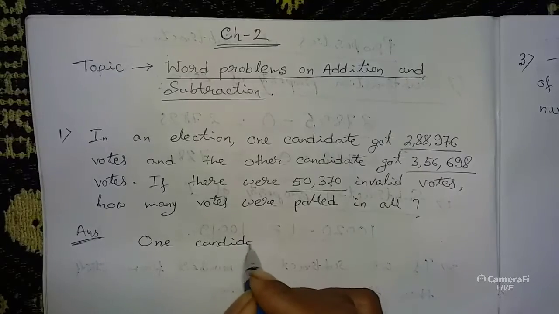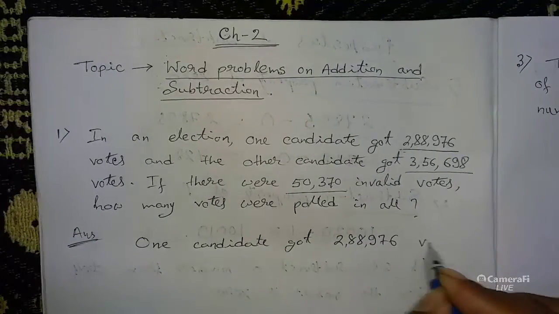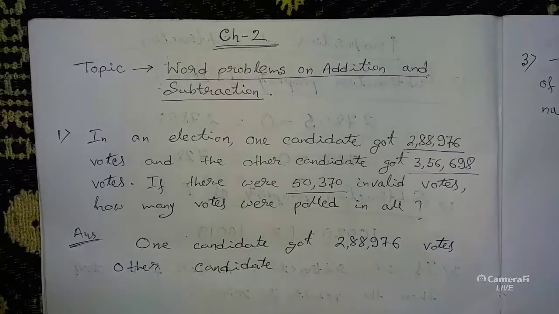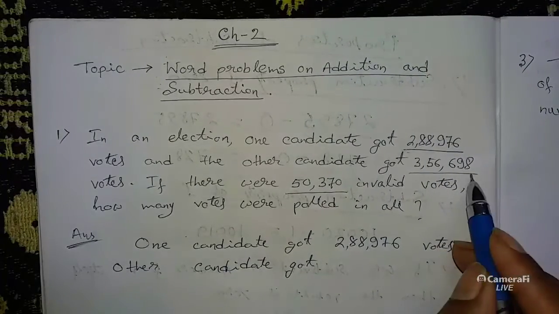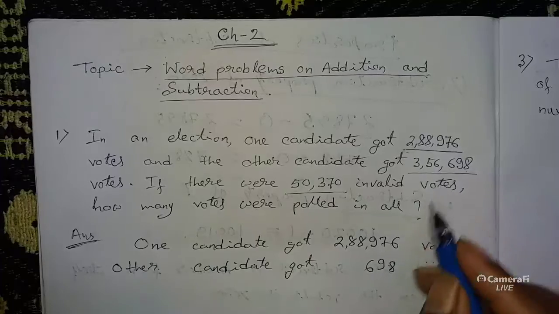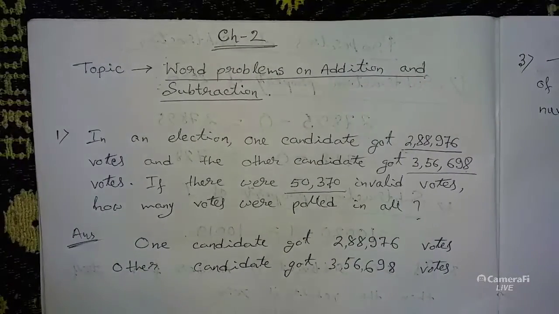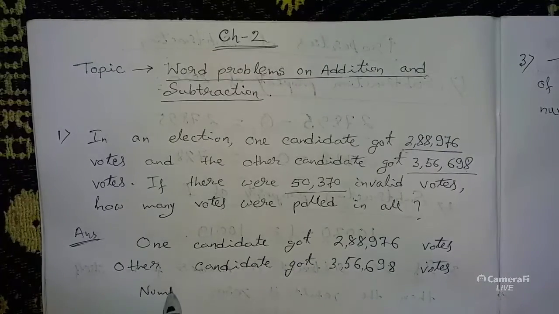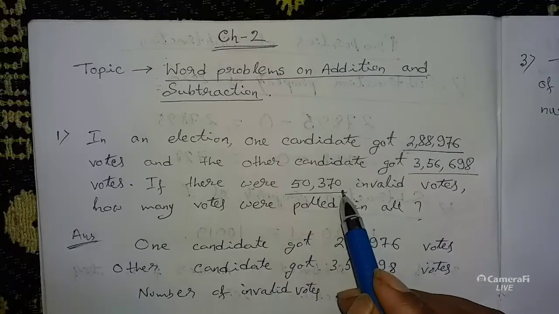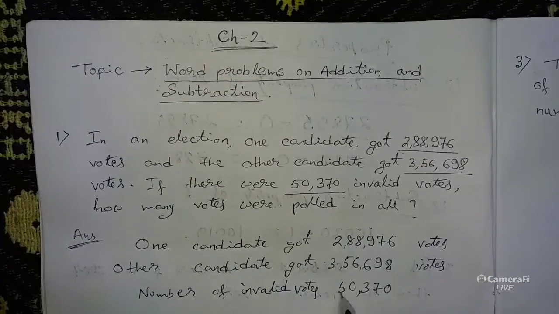One candidate got 2,88,976 votes, the other candidate got this number of votes, arranged from the right side: 8, then 9, then 6, then again 6, 5, 3 votes, and the number of invalid votes, how many? 50,370. Arrange it: 0, 7, 3, 0, 5.